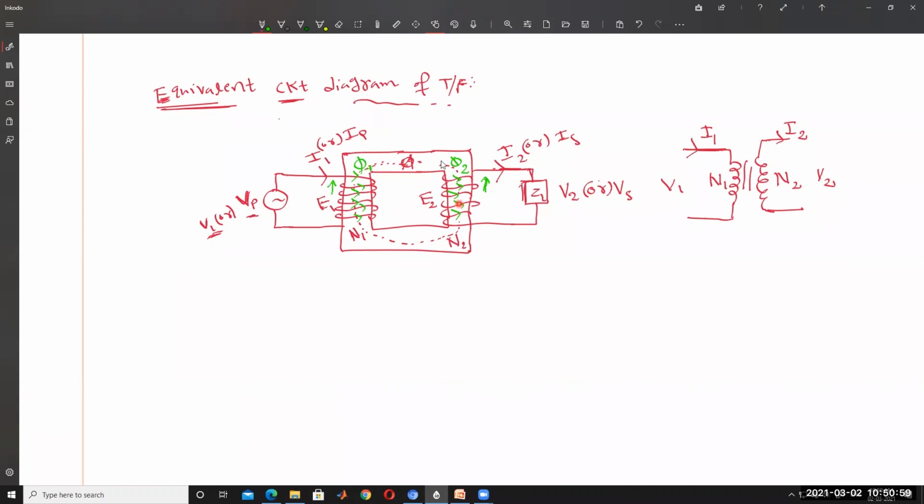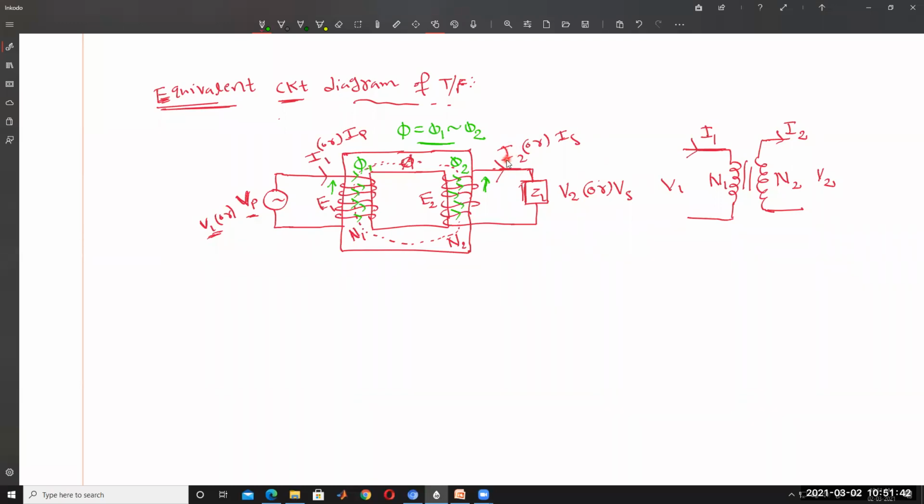Due to transformer action, flux phi 1 links to the secondary winding of the transformer like this, and flux phi 2 links to the transformer winding like this. Flux phi 1 is in the clockwise direction and flux phi 2 is in the anti-clockwise direction. These two are opposite to each other, and the resultant flux is the difference of phi 1 and phi 2. That's why in the transformer the flux is always constant, even though the load is increasing. For example, when the load is increasing, the current I2 is increasing.